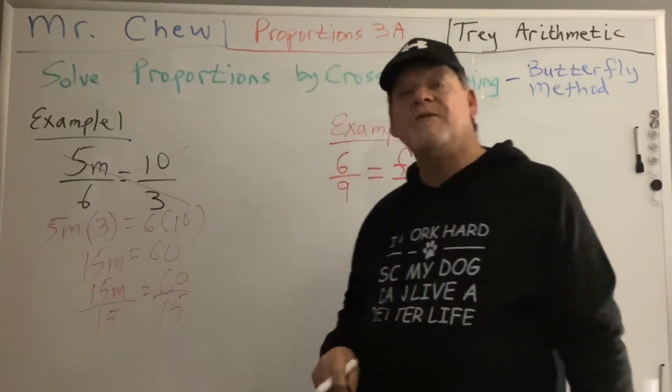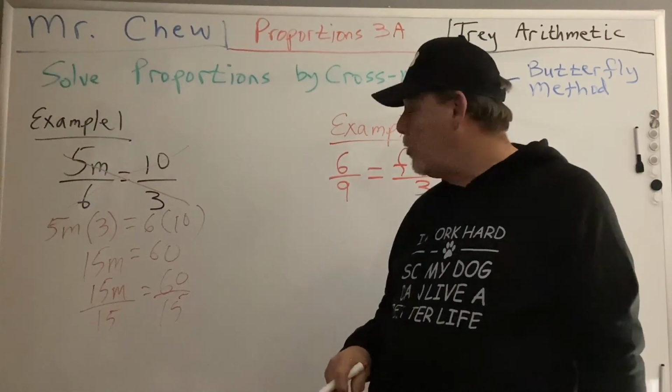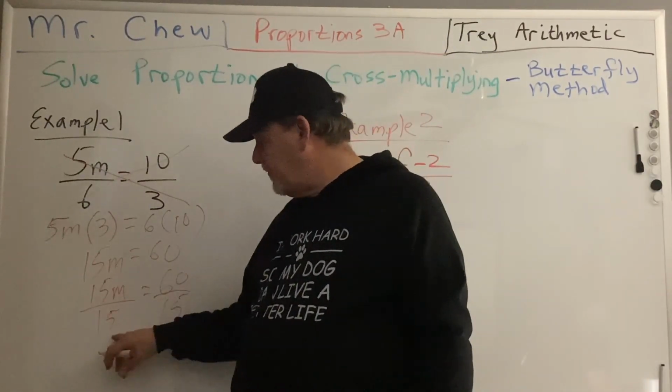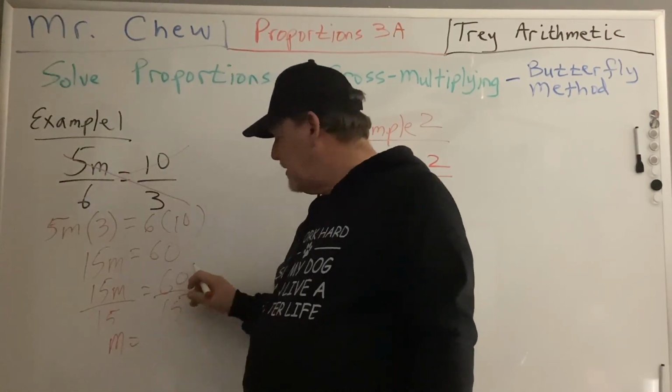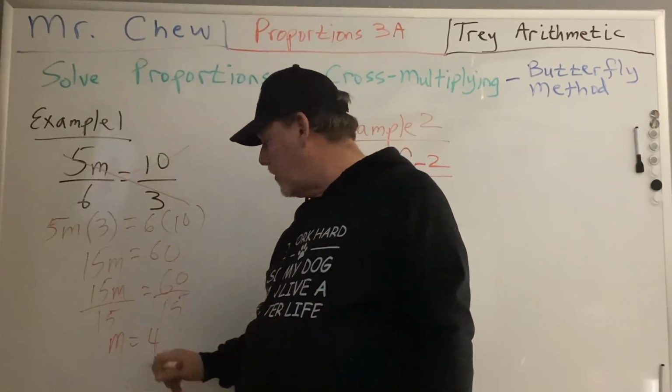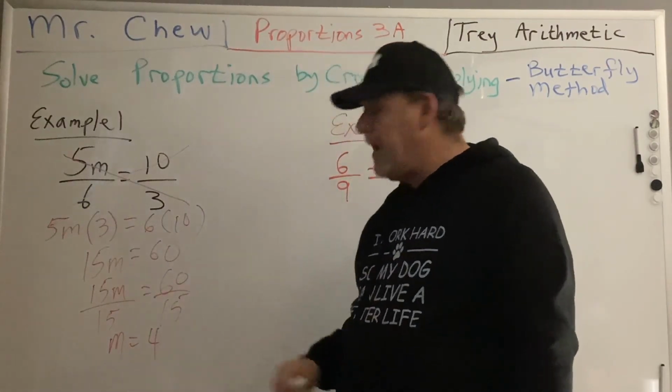This is called the division property of equality. 15 over 15 is 1, and 1 times m is m. And 60 divided by 15 is 4. So I believe my answer is 4.